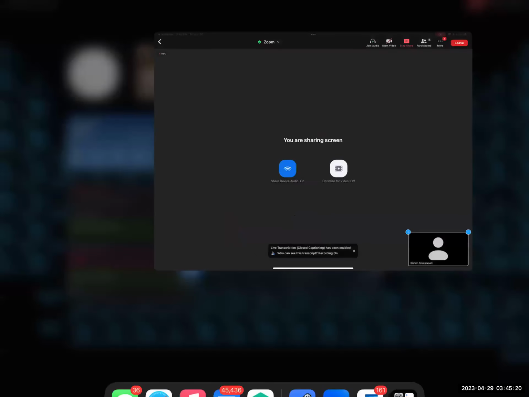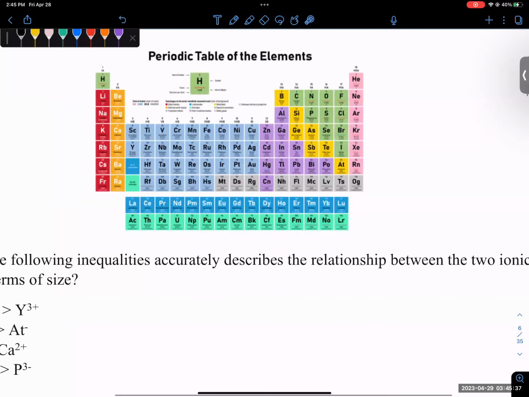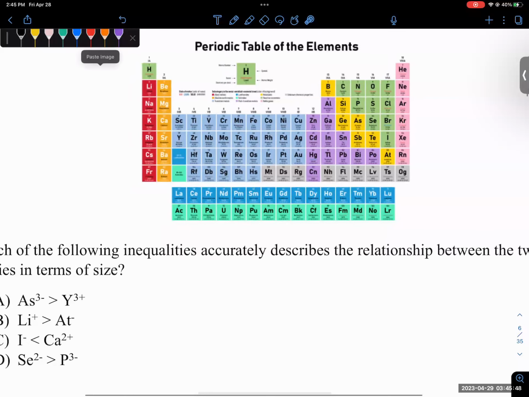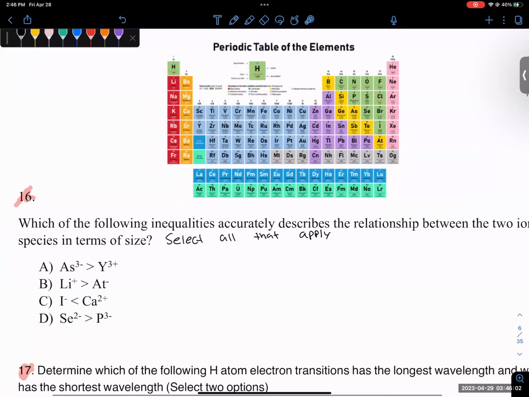Okay. All right. So which of the following inequalities describes the relationship between two ionic species in terms of size? So we're looking at ionic radii. Alright, so arsenic 3- is going to have krypton configuration, and yttrium 3+ is also going to have krypton configuration. And this might be select all that apply. So do we all agree that arsenic 3- and yttrium 3+ both have the same amount of valence electrons?